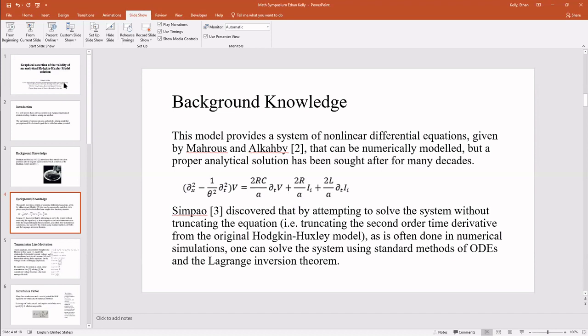My research mentor, Dr. Tony Simpao, discovered something about attempting to solve this equation without truncating that -1 over theta squared d t squared, which is often done for simplicity, as people believe it would make it easier to solve. However, the contrary is true. By leaving it in and not removing it, it's actually quite easy to solve using standard methods of ordinary differential equations and the Lagrange inversion theorem.